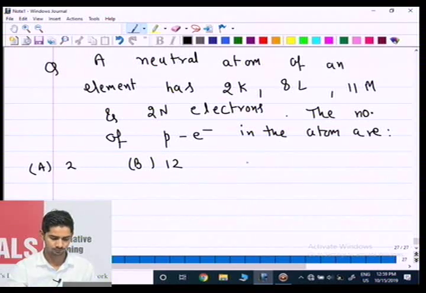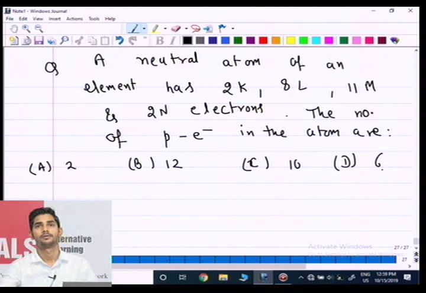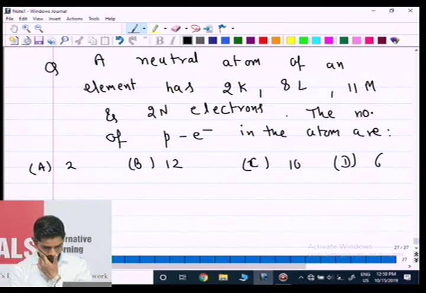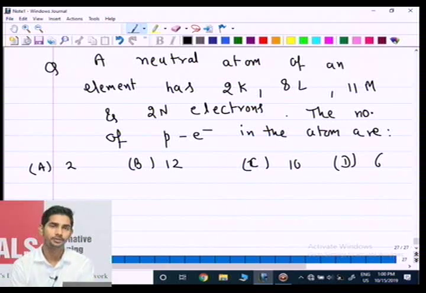12, option C 10 and 6. Do this question. Do this question, tell me the answer.